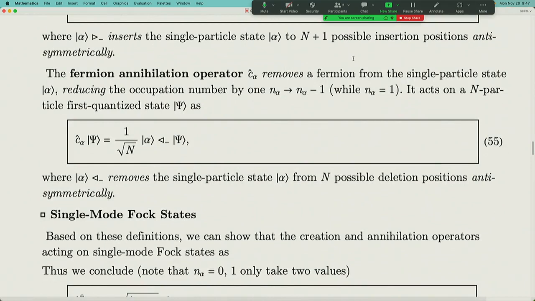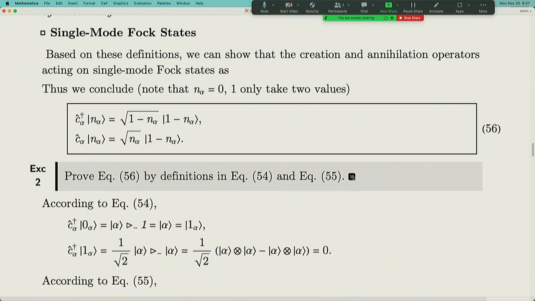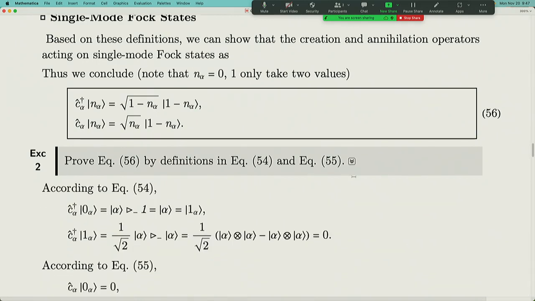So by following this definition, we can very easily check that the only difference is that because the fermion operator can only have n alpha equal to 0 or 1, instead of taking n alpha to n alpha plus 1, it actually takes it to 1 minus n alpha. The reason is that if this n alpha is 0, then it basically takes it to the 1 state. But if it is 1, it basically needs to annihilate the state, which is the idea here.